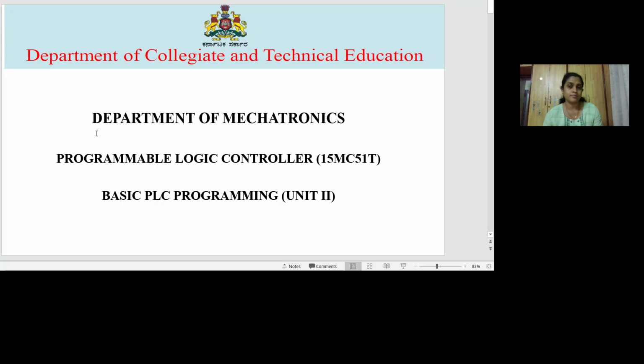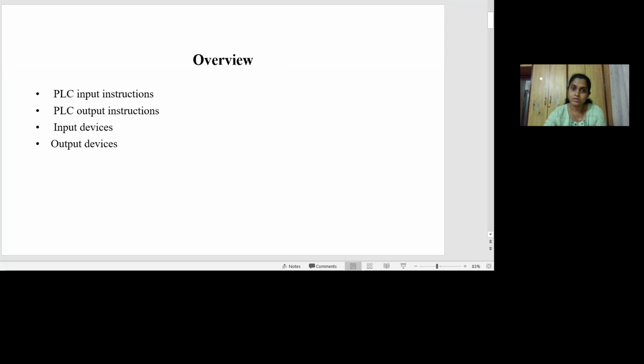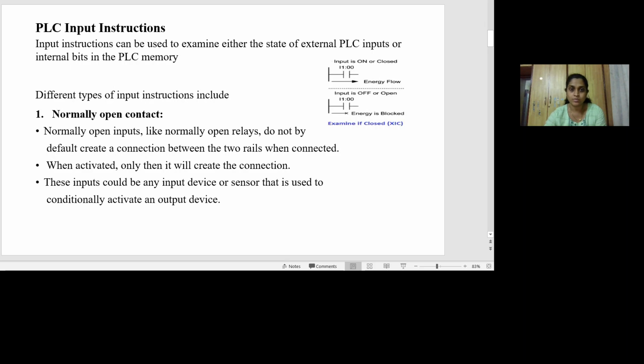Hello, students. This is the second session, Unit 2, Basic PLC Programming. In this session, we'll be studying various PLC input instructions, PLC output instructions, and the input devices and output devices which can be connected to the PLC modules.